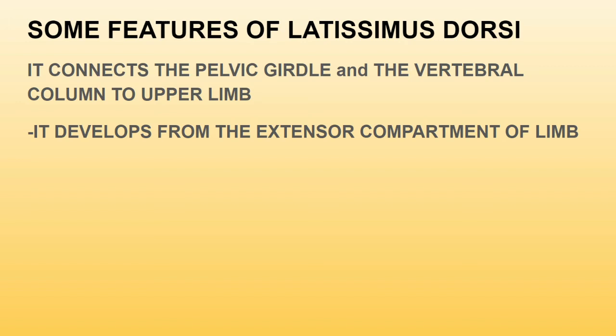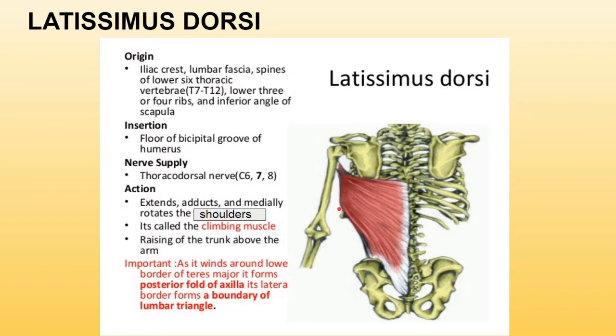The latissimus dorsi is tested clinically by feeling the contracting muscle in the posterior fold of axilla and asking the patient to cough. So when the patient is asked to cough, you have to check the posterior fold of axilla of the patient. Now the origin of the latissimus dorsi muscle.